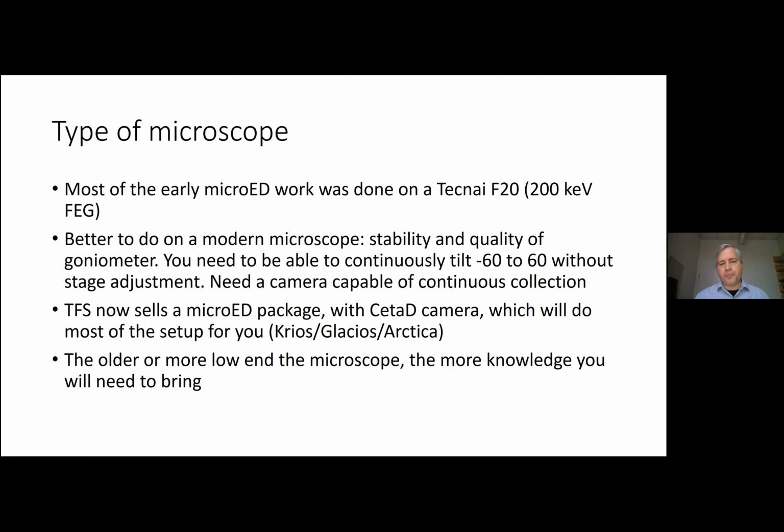But I agree with what he said, that it's better to do it on a modern microscope just because of the stability of the microscope and the quality of the goniometer. For MicroED to work, you need to be able to continuously tilt between plus and minus 60 degrees, say, without adjusting the stage at all. So the field of view has to be constant. You need a microscope that's capable of that. If you don't have that, an older microscope may have more trouble with the goniometer.